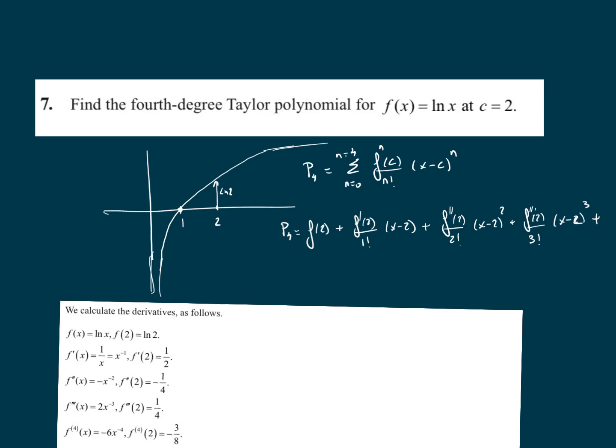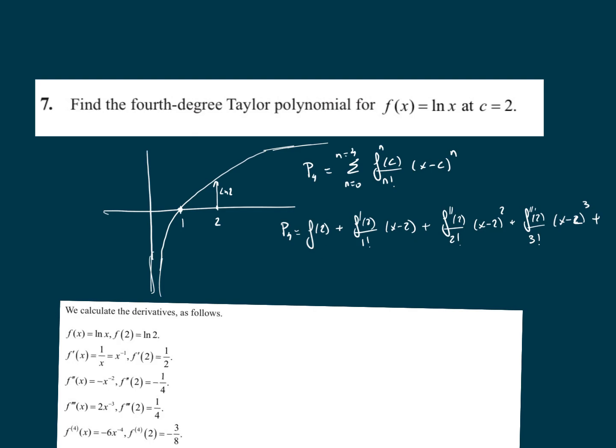Okay, so let's do the problem. What we need is f of 2. F of 2 is natural log of 2. For f prime of 2: if f of x is natural log of x, f prime of x is 1 divided by x, the derivative of the natural log of x. So what would be f prime of 2? 1 divided by 2. I keep going: f second of x is minus 1 over x squared, evaluated at the point x equal 2 will be minus 1/4, etc., etc.